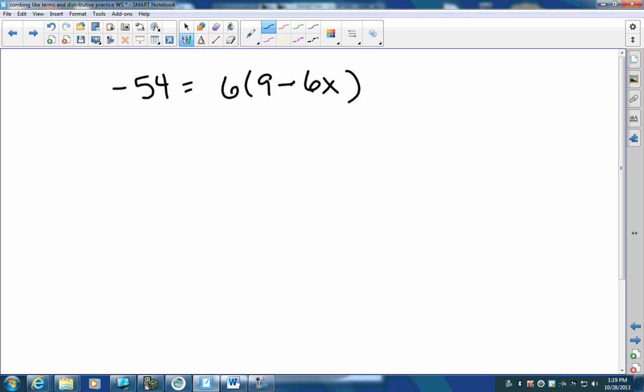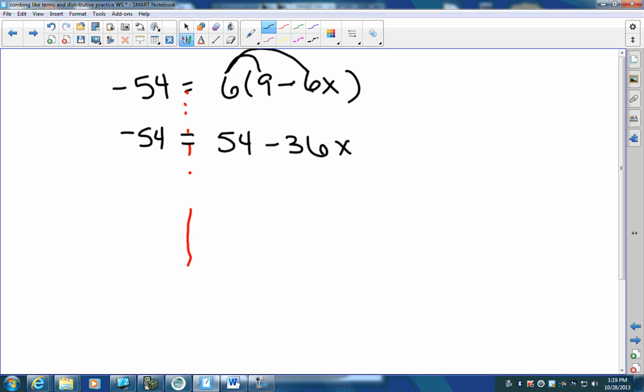On going to solving equations, I draw my line right here and I try and figure out what I'm supposed to do to solve this. On the left-hand side, there's nothing to put together. So I leave it as negative 54. Now on the right-hand side, I have a 6 outside. So I'm going to take 6 times 9. That gives me 54. 6 times negative 6 is negative 36x.